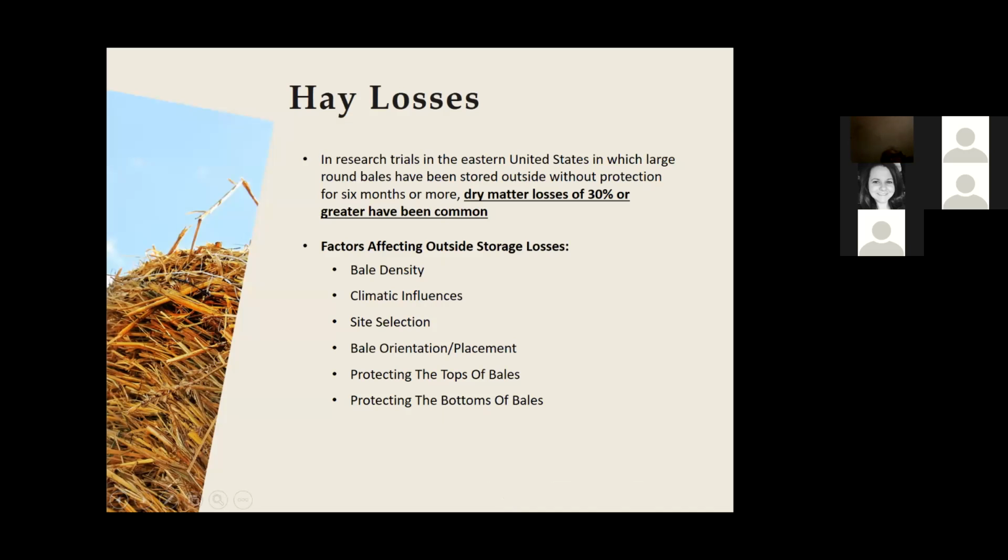Okay, so first and foremost, hay losses. In research trials in the eastern United States, large round bales have been stored outside, which, if you live around our Buffalo Trace area, you know at any given point you may drive down the road and see hay that is stored outside, just stacked on the side of the field or by the barn or where the cows are. It is often stored without protection for 6 months or more, which results in a dry matter loss of 80% or even higher than that.